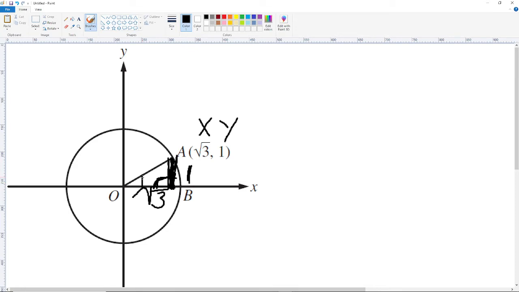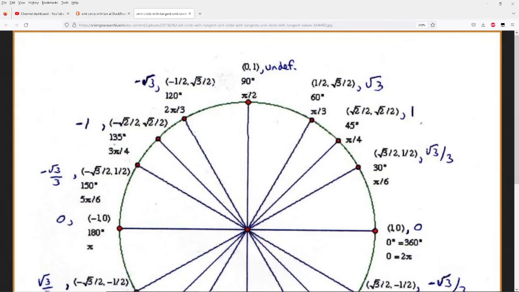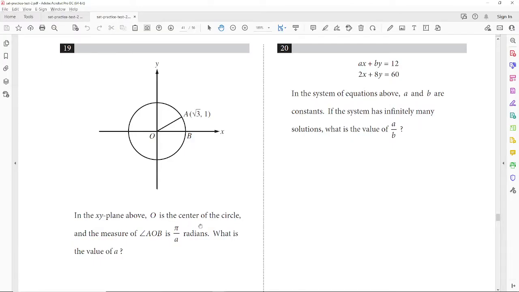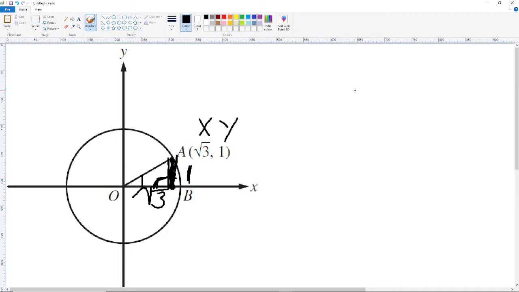And then we have this angle. Does it say angle O or does it give it a different name? It says O is the center. What is AOB? Okay, it calls it AOB. AOB, the middle one, is always where the angle is. So it's actually that angle. And they say that's pi over A.